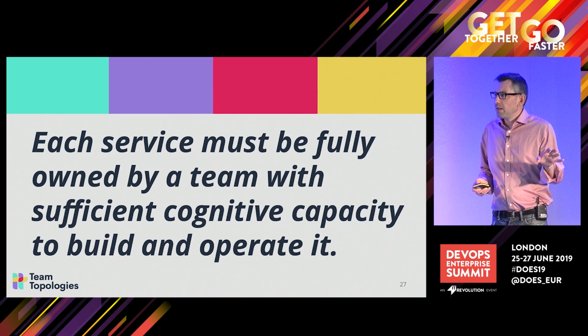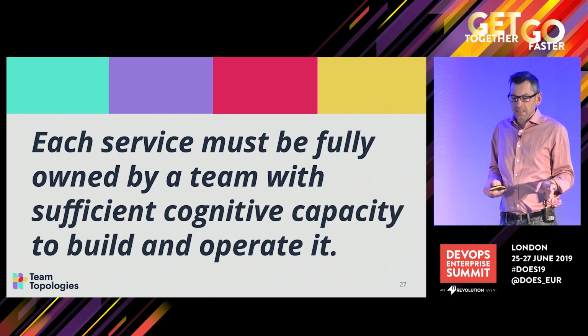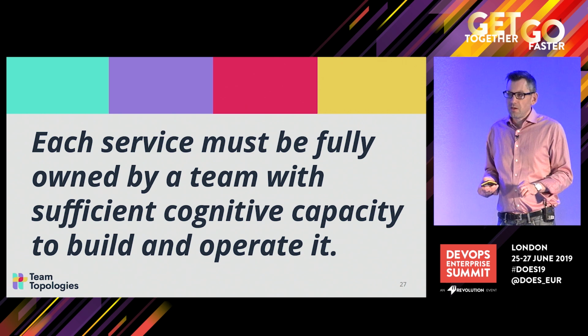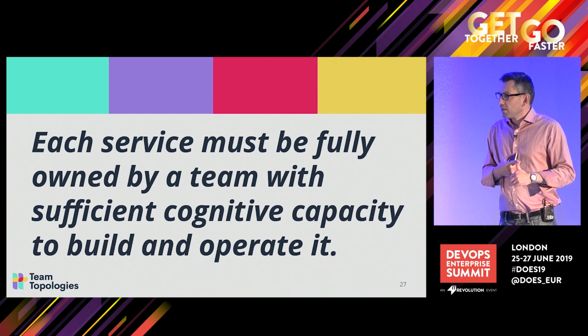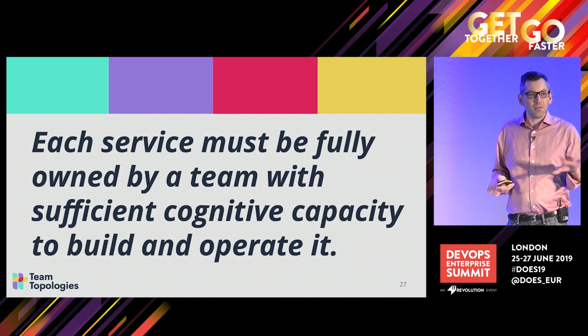And we've heard from many of the talks this morning about ownership of software services and how important that is. We need to move to the point where every service must be fully owned by a team with sufficient cognitive capacity to build and operate it. In the words of Andy Bergin from Sky Betting & Gaming earlier on, it was you build it, you run it, you fix it, you support it, you diagnose it, and so on. That's what we're talking about here. There are no services, no products which do not have an owner.